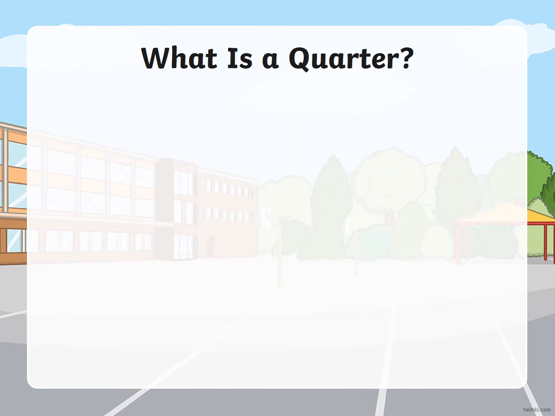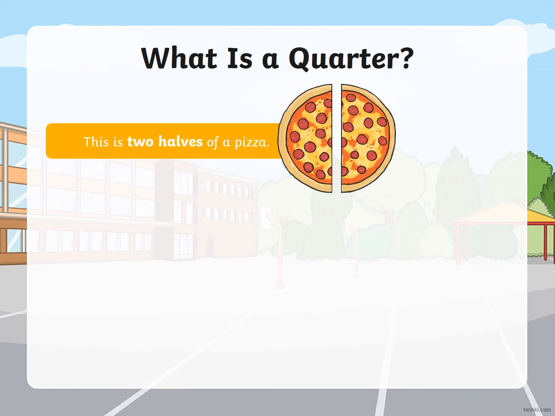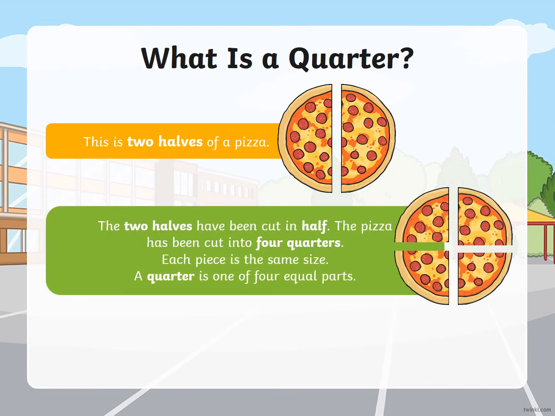So now we know that, and we did the work on that yesterday, we're ready to see what happens to the pizza when we're talking about quarters. So we've just said we had one whole pizza, we cut it down the middle, we've got 2 halves now, 2 equal pieces. Now, the 2 halves have then been cut in half again, and this means that the pizza has been cut into 4 quarters.